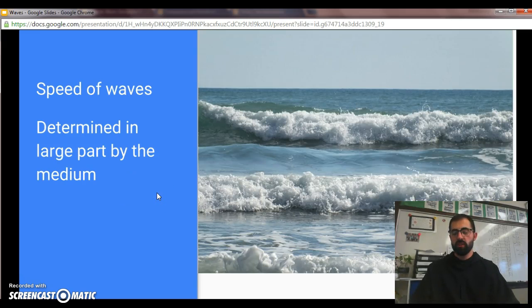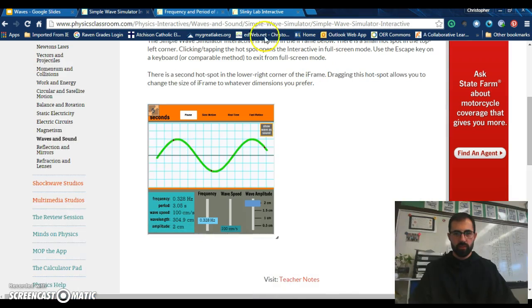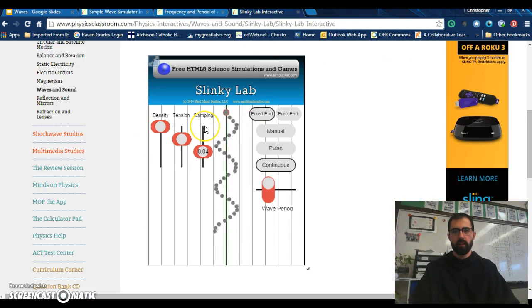Speed of waves, especially for mechanical waves, is in large part determined by the medium. That is, what is it moving through? Again, we're going to switch. All right, this is a Slinky lab. You'll look at this later on. So we see here we have a continuous pulse of motion. And density, tension, and damping are all properties of the Slinky. We can change those in here.